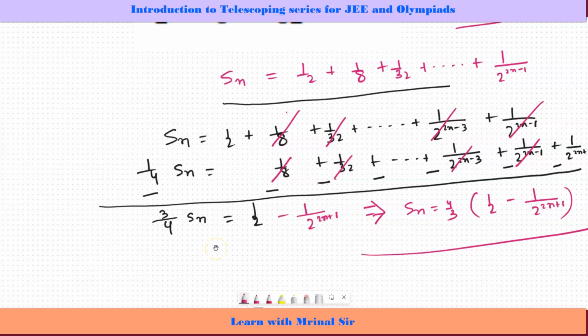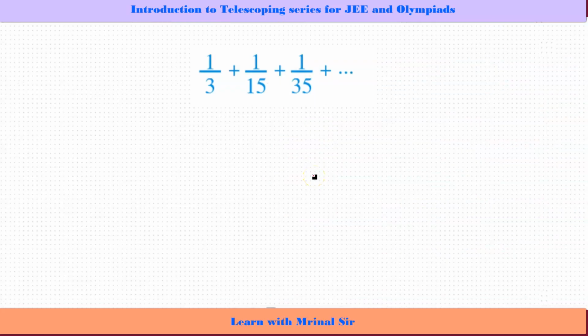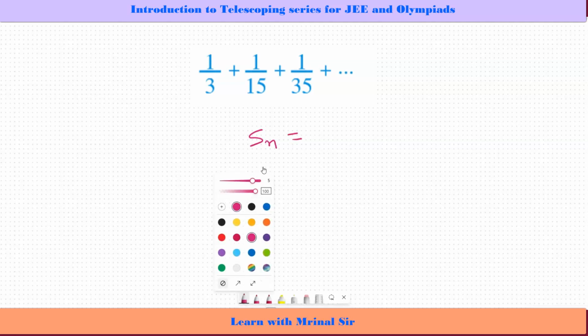This is very interesting. We went for that method of difference only, but this time with a different method. So let us do this one also: 1 by 3, 1 by 15, 1 by 35. This telescoping series, we will find its sum just by writing the nth term. If you are able to write the nth term, then it is not a problem at all. So here Sn will be, let us write the Tn term first, the nth term first.